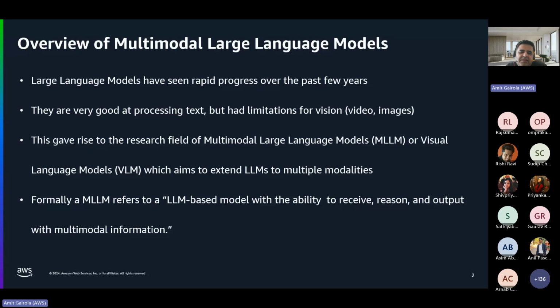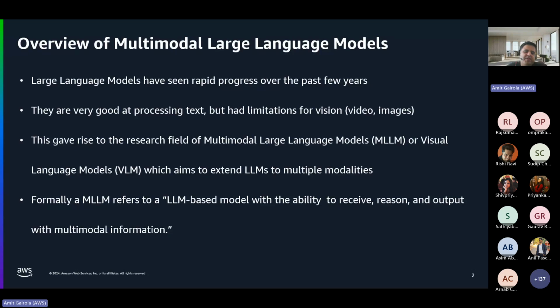So this limitation gave rise to the research field of multimodal large language models, or these are also known as vision language models. So these models extend large language models to multiple modalities. So when we say modalities, what it actually means is different types of input and output, like video, images, audio, on top of the text that they were able to manage quite well.